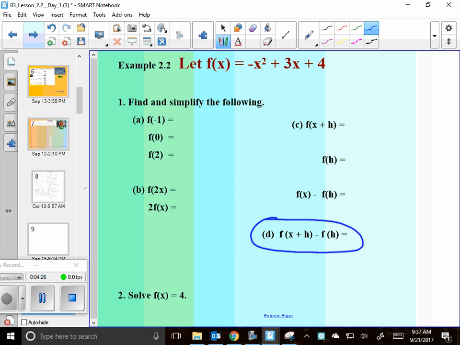All right, well, first of all, you'd figure out f of x plus h. We just did one like that. You stick x plus h in here. It's just going to be a little ickier.